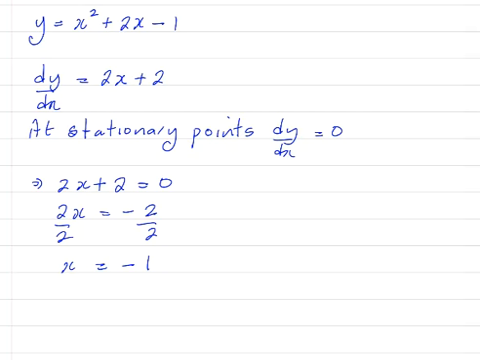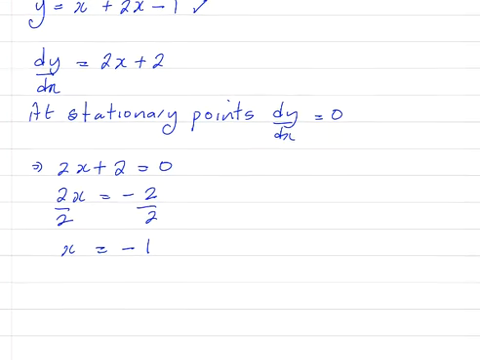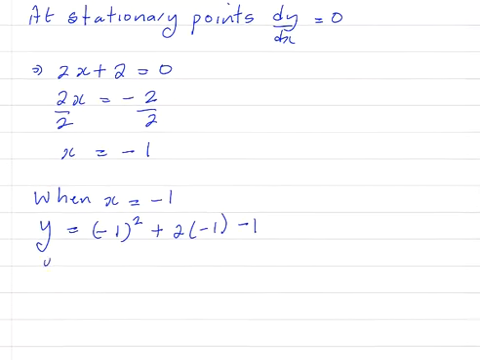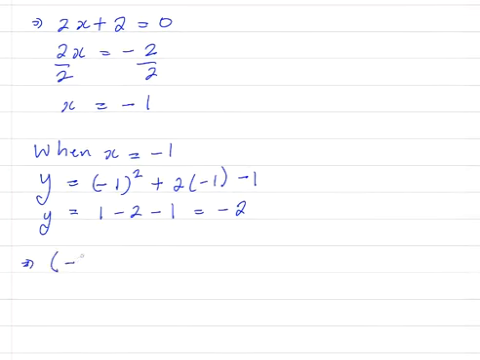Now I can plug this value of x into the equation at the top here, in order to get the value of y. So when x is equal to minus 1, y is equal to minus 1 squared plus 2 times minus 1 minus 1. So y is equal to 1 minus 2 minus 1. So y here is minus 2. Therefore x is minus 1, y is minus 2 is the stationary point.